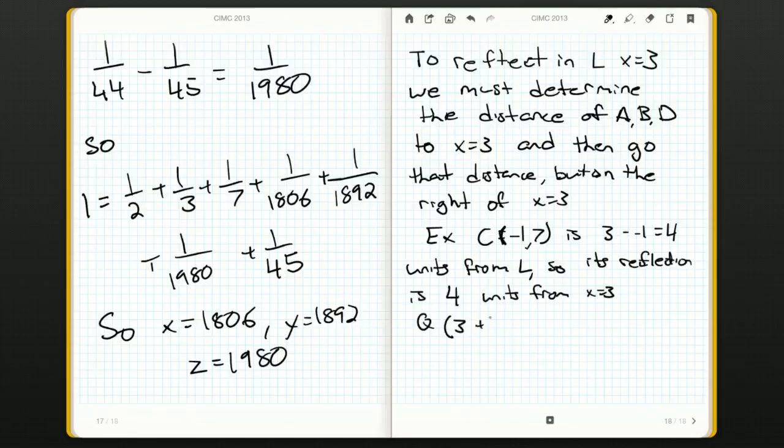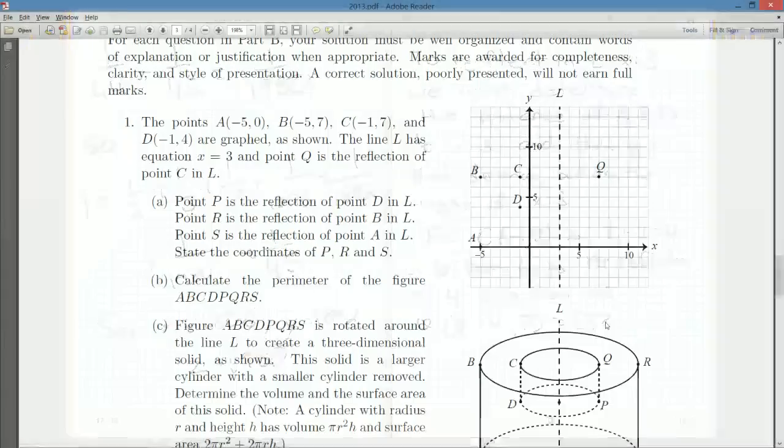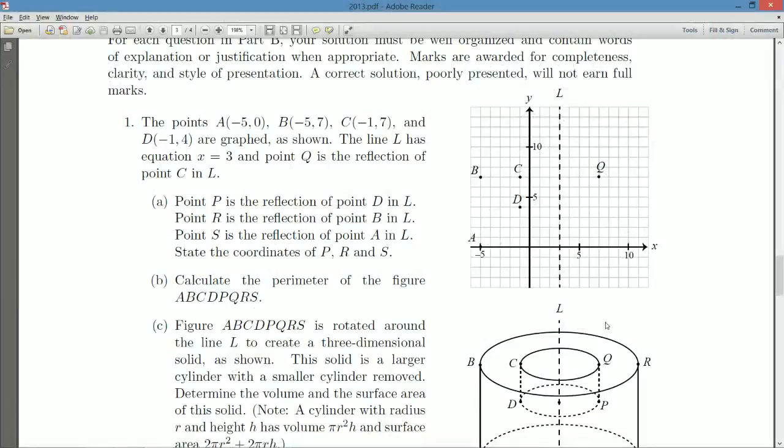So x equals 3. We need to add 4 to it. The height will remain the same. So Q should be at 7, 7. Let's just double check. Q is, in fact, at 7, 7. 1, 2, 3, 4, 5, 6, 7 all the way up here, and then 1, 2, 3, 4, 5, 6, 7 all the way up here. So we just need to do the same with A, B, and D. So A is -5, 0, B is -5, 7, and D is -1, 4.